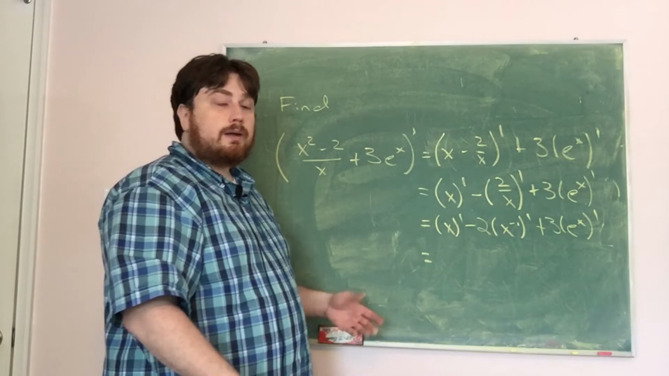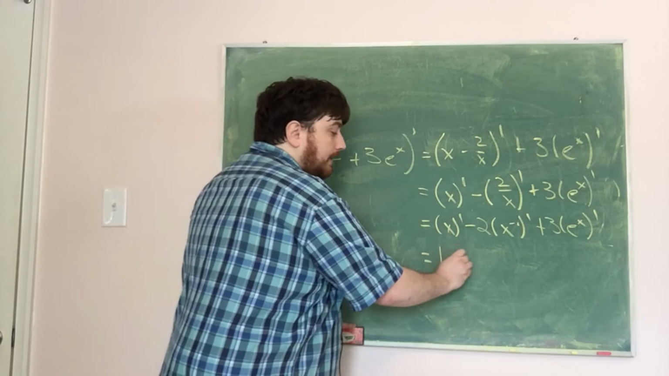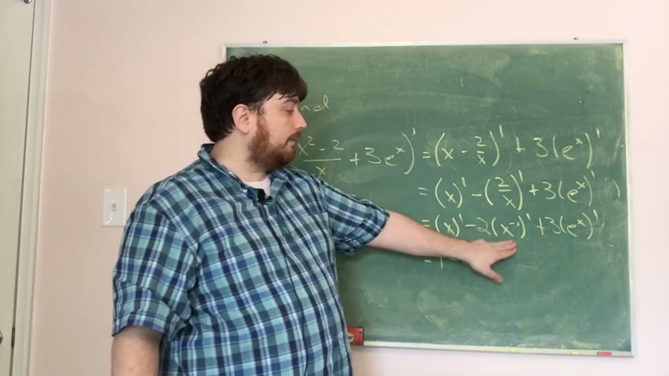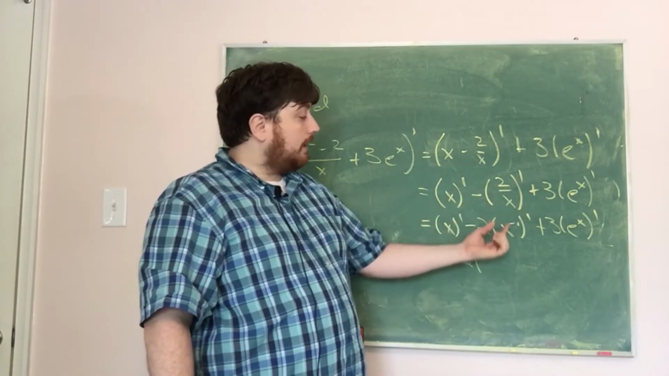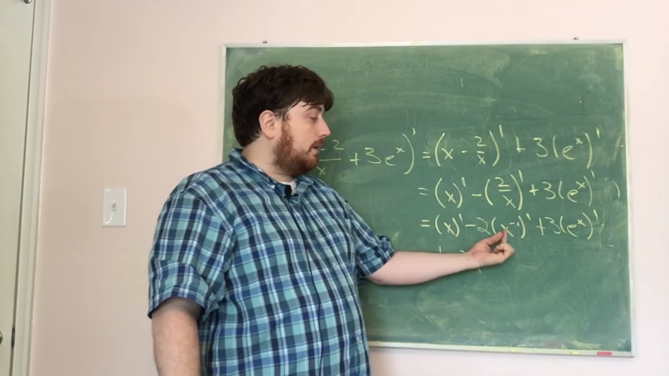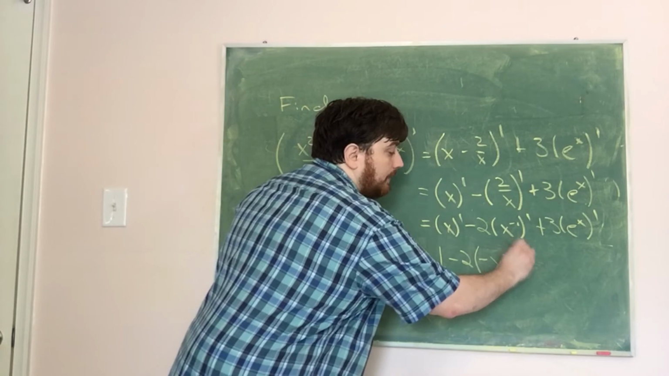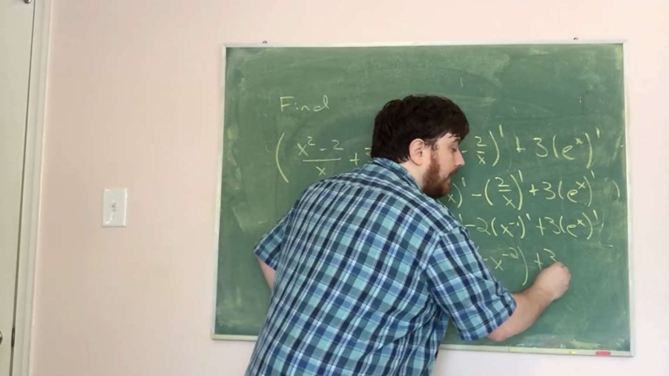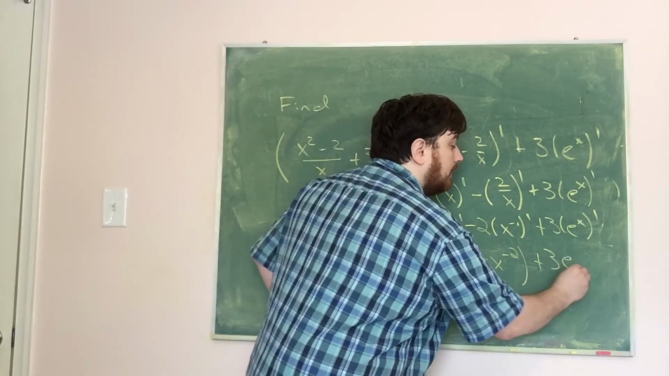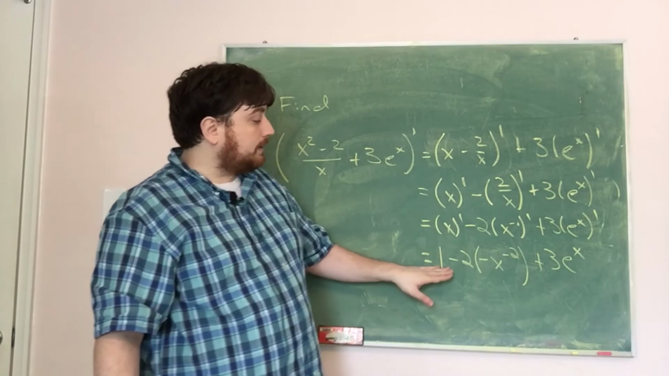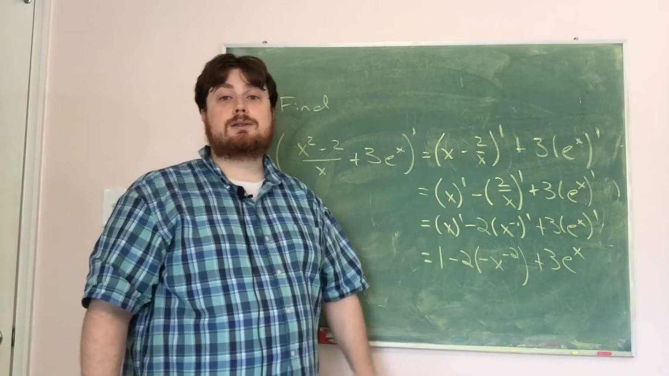And so all I have to do now is take those derivatives. The derivative of x is just 1, minus 2 times the derivative of x to the negative 1. This is a power function because x is raised to a constant. So I would multiply by negative 1 and get x to the negative 1 minus 1, so I would get negative x to the negative 2. Plus 3 times the derivative of e to the x, which is just e to the x. So my derivative is going to be 1 minus 2 times negative x to the negative 2 plus 3e to the x.